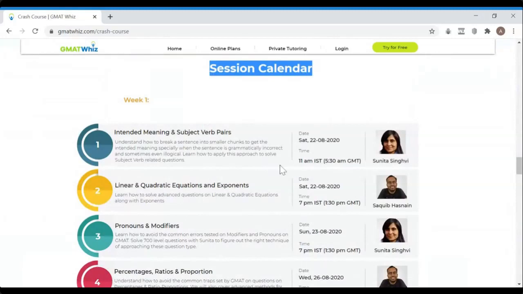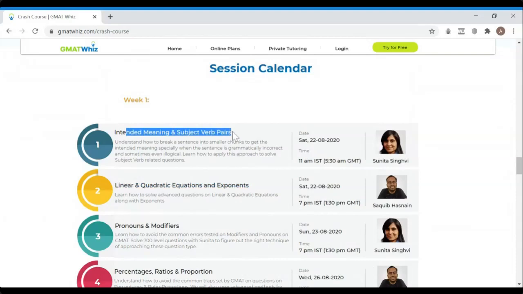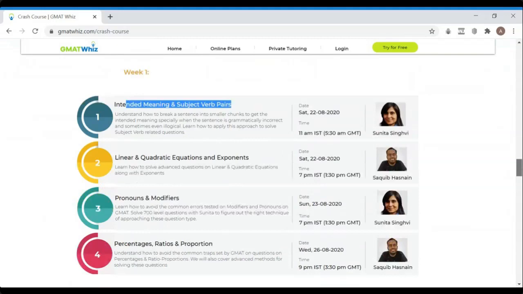The main difference between the sessions we're taking now and the ones in this crash course is that now I'm just doing questions assuming that you know certain things. But for each and every session in the crash course, there's a particular agenda, a particular topic that I'm going to cover. As you can see, Sunita is going to cover subject-verb pairs. Each and every topic in quant and verbal is being properly covered one by one in each two-hour session.